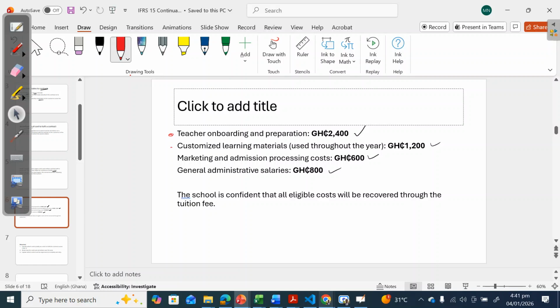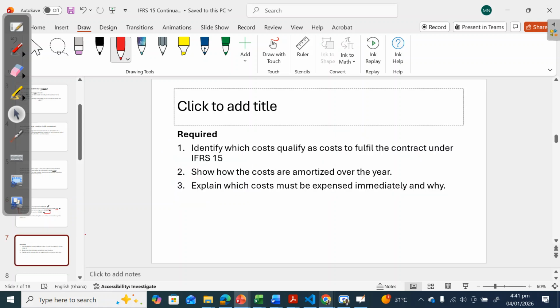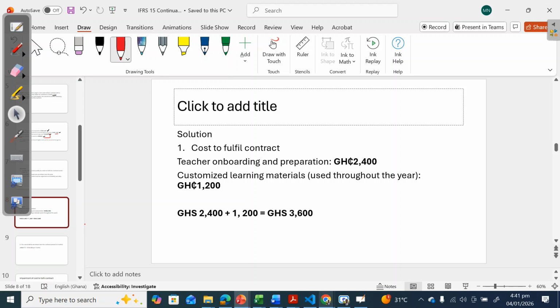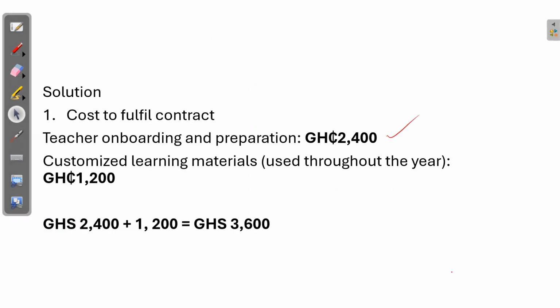Teacher onboarding, then customized learning materials too. This is also a direct cost. Marketing and admission expenses, these two are administrative expenses. They don't relate to the contract. So the costs to fulfill the contract are two. The first one is the teacher onboarding, and the second one is the customized learning material. So this plus this is 3,600. So that's the cost to fulfill the contract.